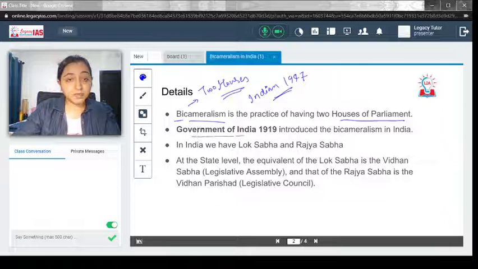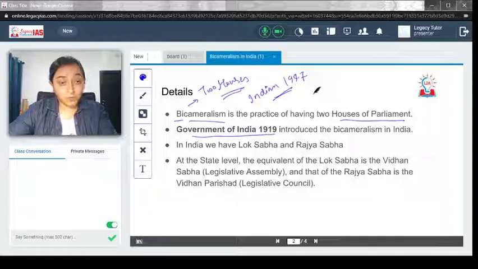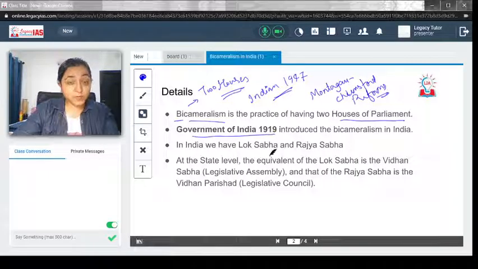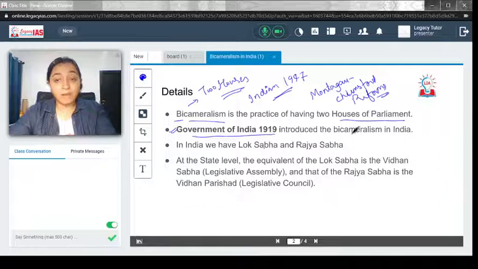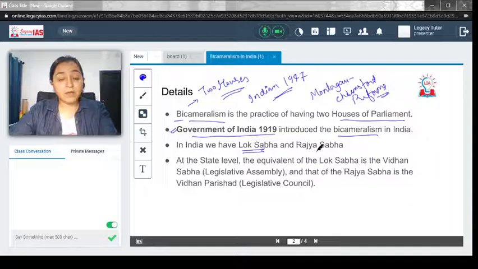Since the Government of India Act of 1919, which is based on the Montagu-Chelmsford reforms. You must have heard of that. In your modern Indian history, you must have heard these names. These are the people who were associated with the reforms included under the Act of 1919. The Government of India Act of 1919 provided that India will now have a bicameral legislature. It simply means that we will have Lok Sabha and Rajya Sabha.